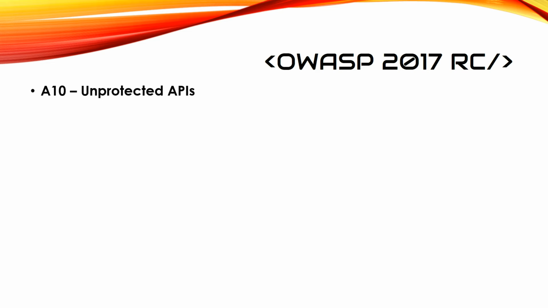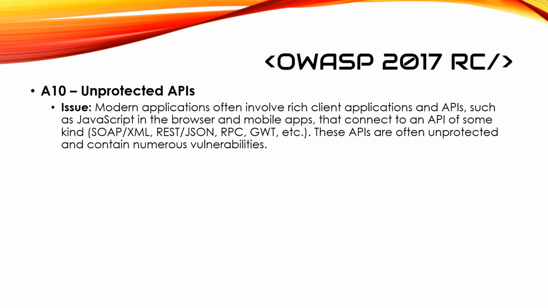Unprotected APIs. Modern applications often involve rich client applications and APIs, such as JavaScript in the browser and mobile apps, that connect to an API of some kind. These APIs are often unprotected and contain numerous vulnerabilities.